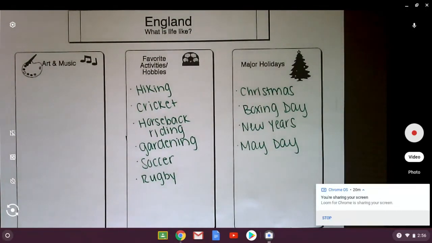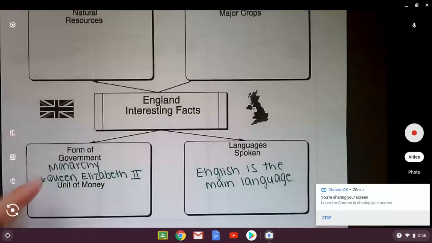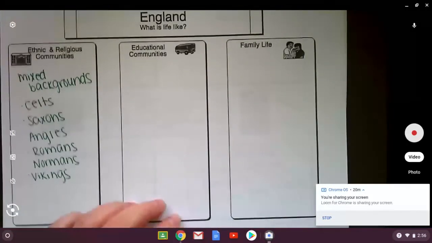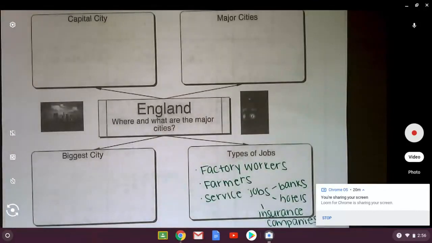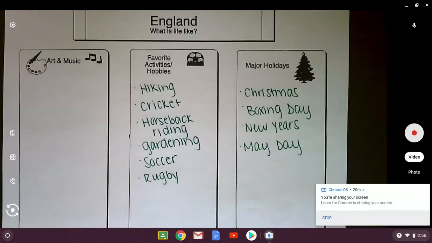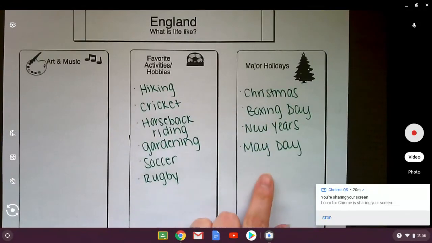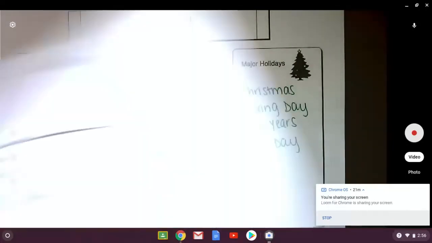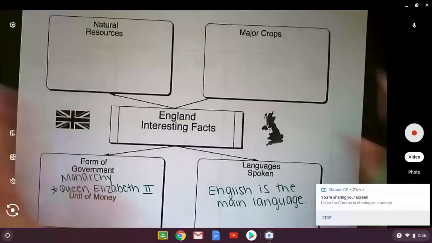All right, friends. So as you pause and finish filling in your graphic organizer, let's take a peek back and look at all of the parts that we've already filled in. So we looked at the form of government. We have the languages spoken. We also filled in the ethnic and religious communities, types of jobs, favorite activities and hobbies, and major holidays. All right, and that was just from that one book, and we didn't even read the entire book. But if you go back, make sure you read the whole book.